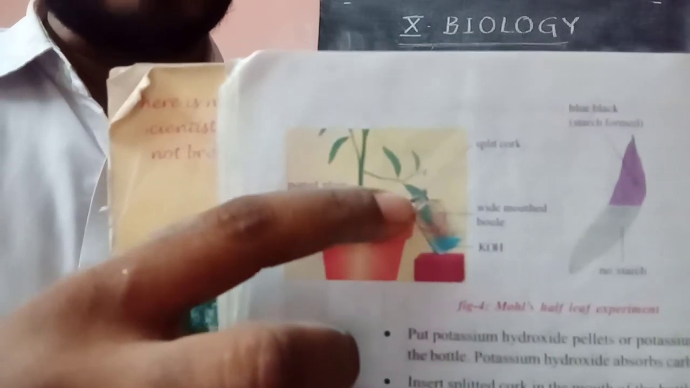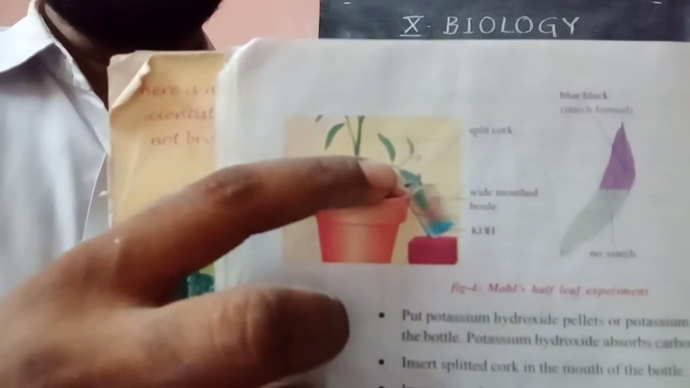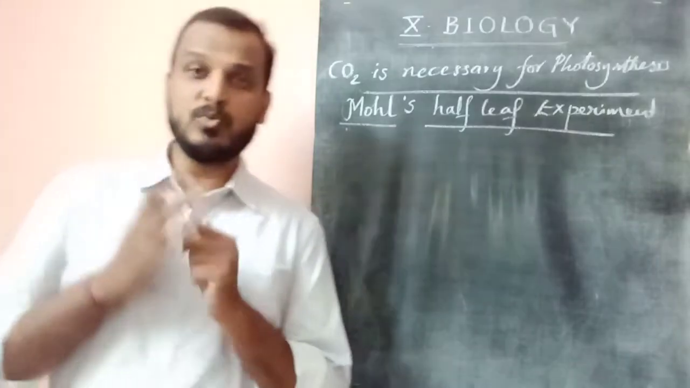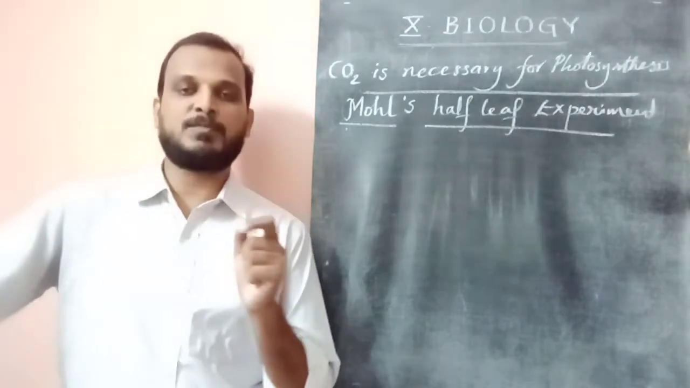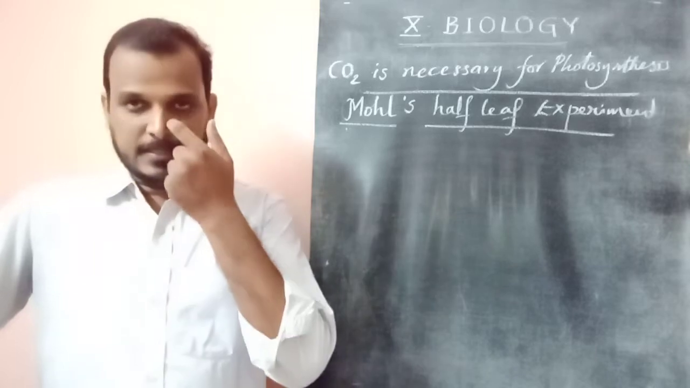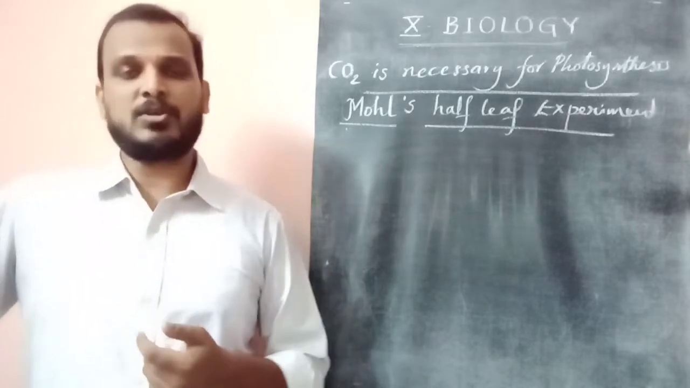inside the bottle and half part is kept outside. So a leaf is kept with half of it in one experiment and the other half of the leaf in another experiment. As the leaf is separated into two halves to do different activities, the experiment is named Mohl's half-leaf experiment. Let us see its procedure.